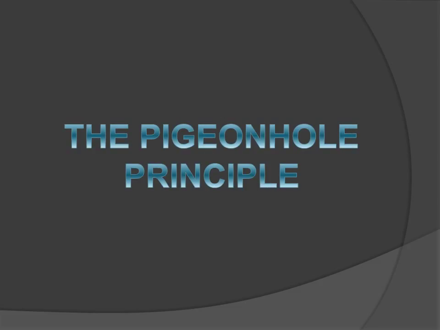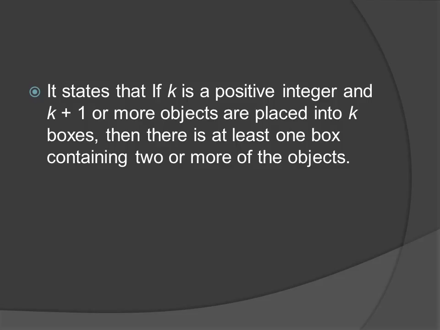The Pigeonhole principle states that if k is a positive integer and k plus 1 or more objects are placed into k boxes, then there is at least one box containing 2 or more of the objects.